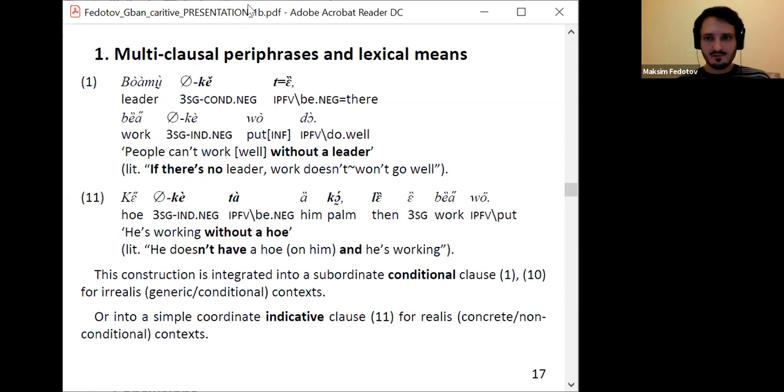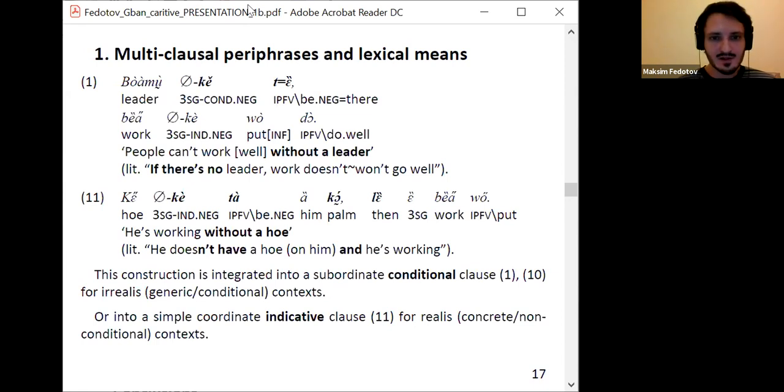As you could see from these three illustrations, this construction is integrated into either a subordinate conditional clause or into a coordinate indicative clause. And this difference is fully predetermined by the semantic type of the context. Some of these contexts are realis, so they are concrete, they're non-conditional. In this case, it's just a coordinate indicative clause, like in 11. So he's working without a hoe, it's something real which happens in the real world now. And we're using here a coordinated structure. He doesn't have a hoe and he's working.